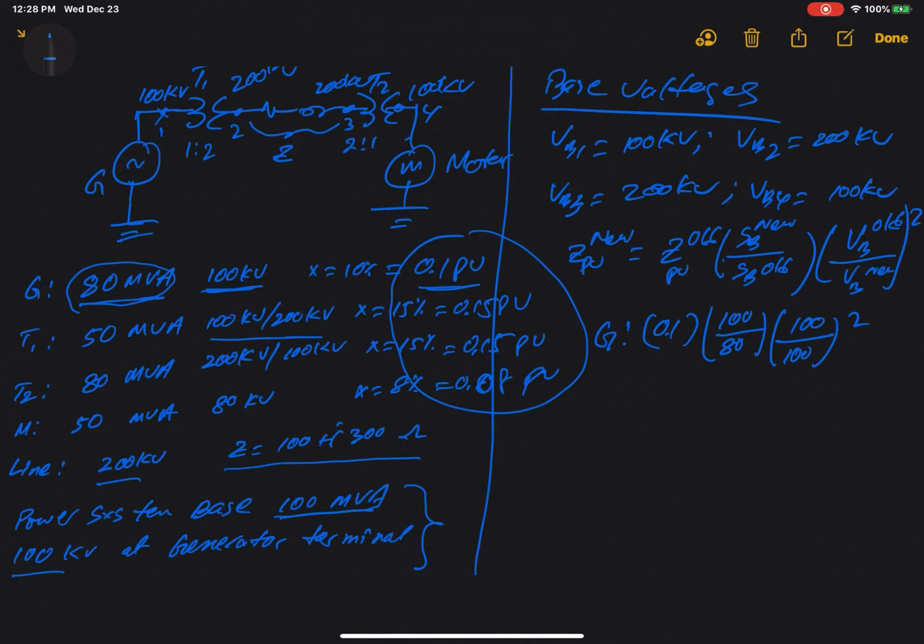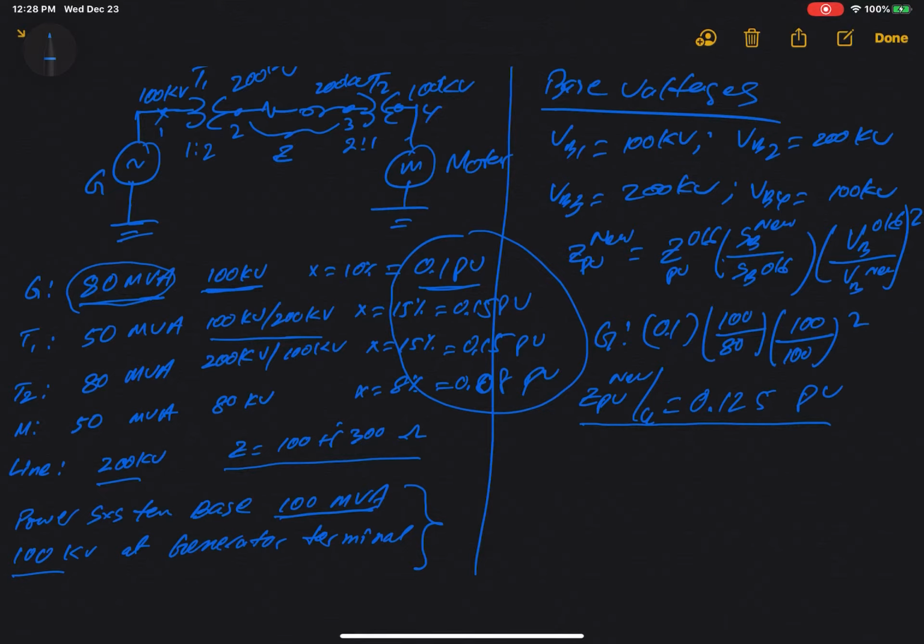If I do the math here, the Z per unit new for the generator would be, the 100 and 100 cancel, so 0.1 times 100 over 80, which is 0.125. So I have 0.125 per unit. This is the new per unit impedance for the generator in the power system. Remember, the old one was 0.1, now it changed to 0.125 per unit.